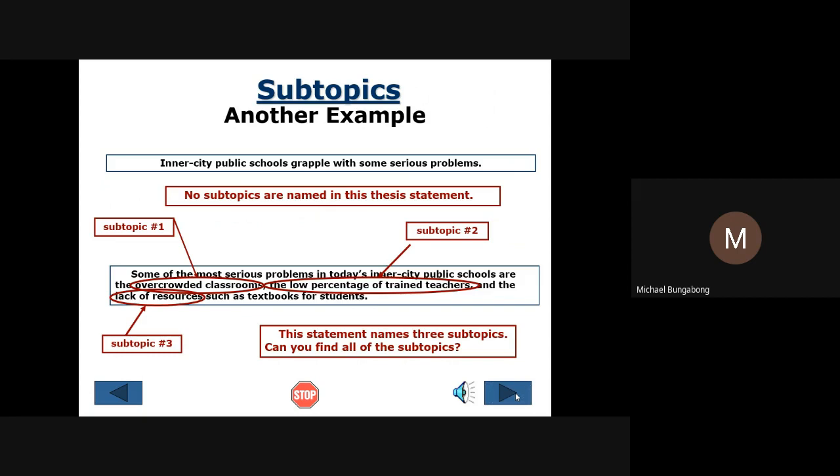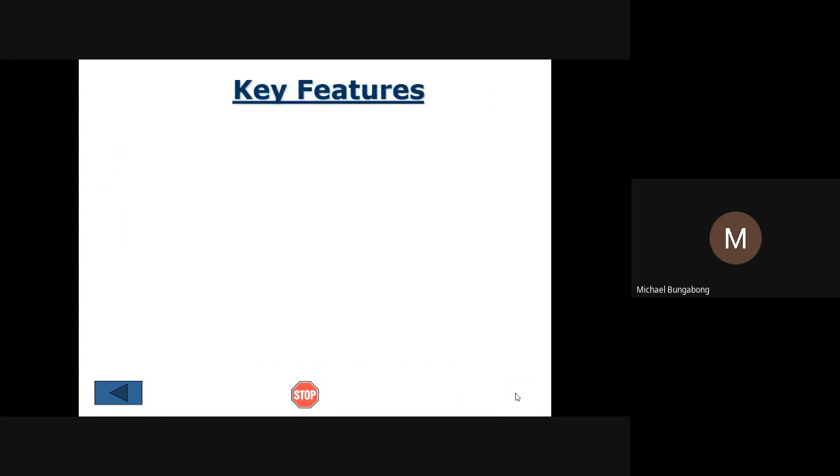There are subtopics, and definitely it's understandable and clear, and you can start the body of your essay because of these subtopics that you already mentioned in your introductory paragraph, which is in the thesis statement.